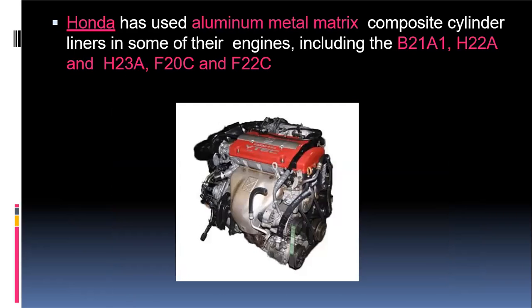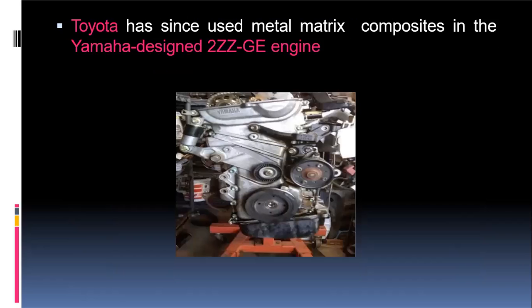Next, Honda uses aluminum metal matrix composite cylinder liners in some of their engines, including the B21A1 and H22A. These are different cylinder models from Honda, and they are using aluminum metal matrix composite. Next, Toyota uses this metal matrix composite in the Yamaha designed 2ZZ engine. Basically Yamaha manufactures this ZZ engine, and Toyota uses it in their cars. So this is also one of the applications.